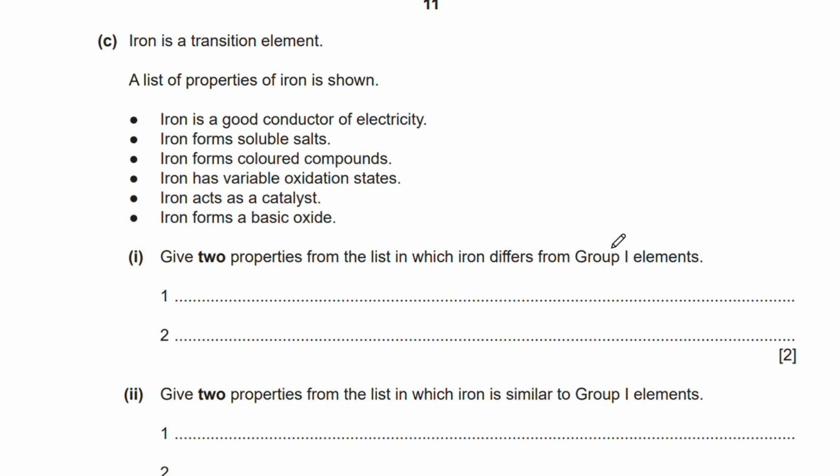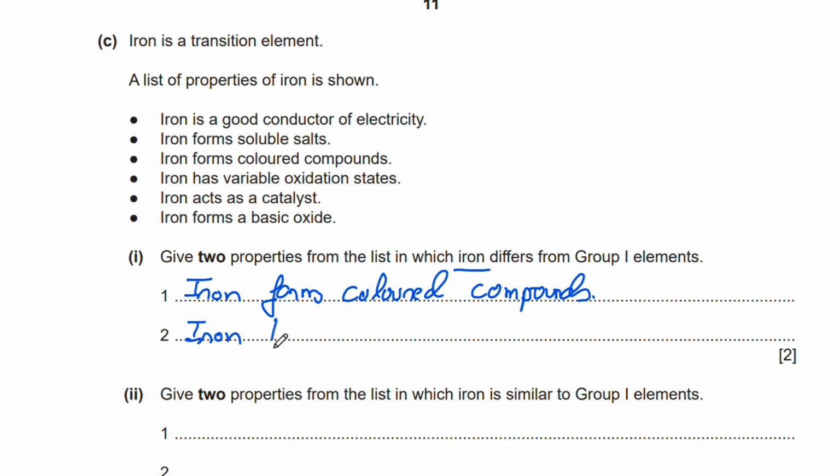So iron is basically a transition element. How does it differ from group 1 elements? First, it forms colored compounds, since iron is a transition element. And second, iron has variable oxidation states. So you can write this: iron has variable oxidation states.